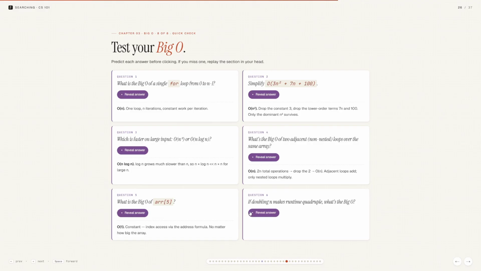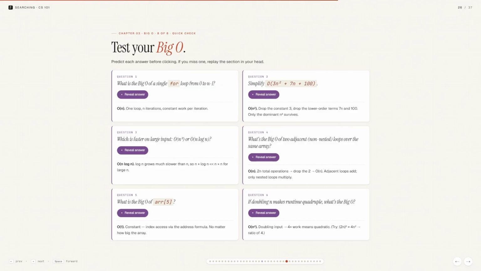Now, question 6. If doubling n quadruples runtime, what's the big O? Okay, let's get on with it. The answer is O of n squared. Doubling input equates to 4 times the work. It's the signature of quadratic. That's how you can always tell when quadratic leaves its mark anywhere.